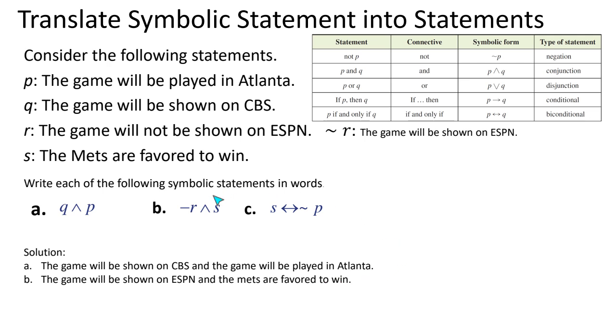So now letter C, we have a new symbol. The double arrow here is going to be your biconditional. And so we have S, biconditional, negation P. So in your mind right now, you have P, what would be the negation of P? If P is the game will be played in Atlanta, then think about what would be my negation for that. Okay, so let's see if you got it correct. I'll click on the slide here in about 20 seconds if you want to try it.